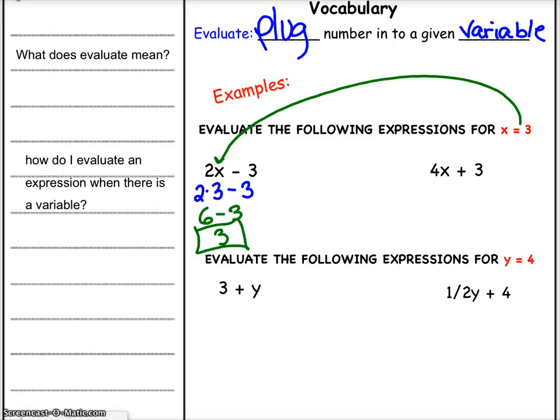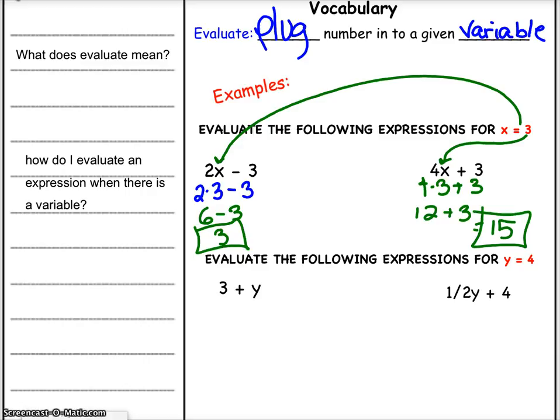Okay, the next algebraic expression says 4x plus 3. That means 4 times x plus 3. So I'm going to put the 3 in where the x is. So I get 4 times 3 plus 3, which is 12 plus 3, which is 15.